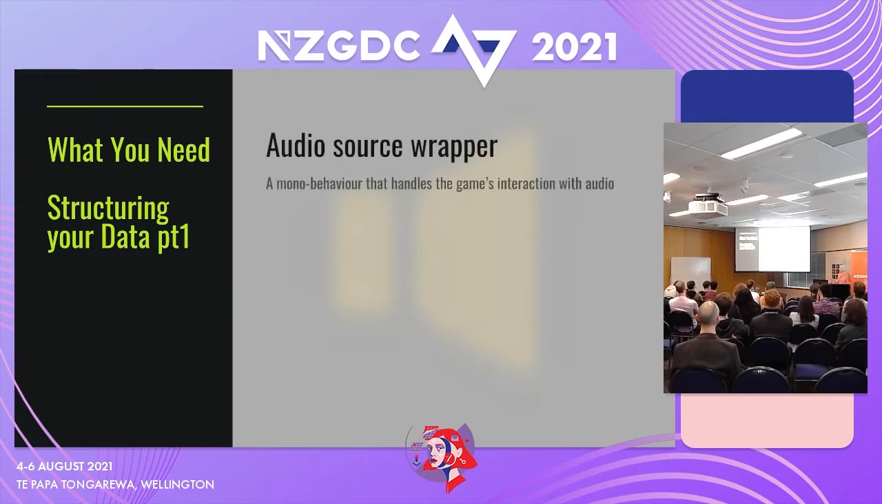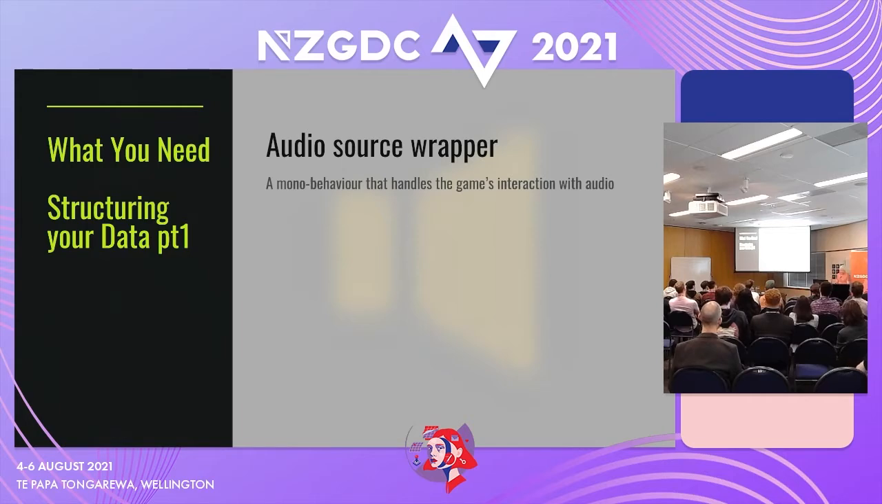Okay, so this is probably a slightly dry section. The first thing you're going to need is an AudioSource wrapper. So it's a MonoBehaviour that handles the game's interaction with audio. Because your audio source is missing a bunch of stuff, and you can't inherit from AudioSource because of the way Unity likes to handle its code. You can't just go in there and play with it like you can with Unreal. So you want a wrapper class for your audio source, and you're going to put all the extra stuff you need in there so that when you go play a sound, you're not talking to the audio source directly, you're talking to this wrapper in between that is going to do the extra cool stuff you need.